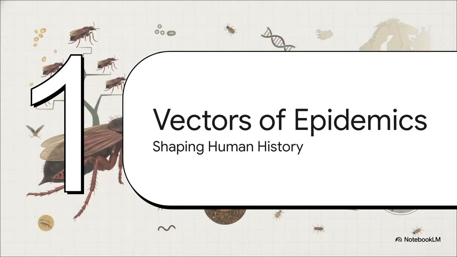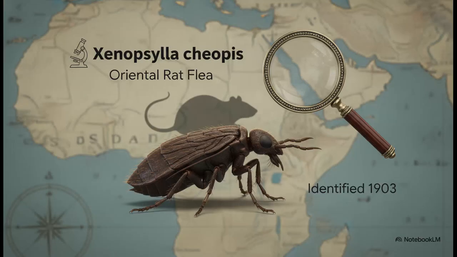Section 2, Vectors of Epidemics, How Fleas Shaped Human History. All right, we've seen their microscopic physics, so let's zoom out and look at their devastating macro-level impact. Meet the primary villain in this historical true crime story, Xenopsylla cheopis, better known as the Oriental rat flea. It was formally identified by entomologist Charles Rothschild over in Sudan back in 1903.